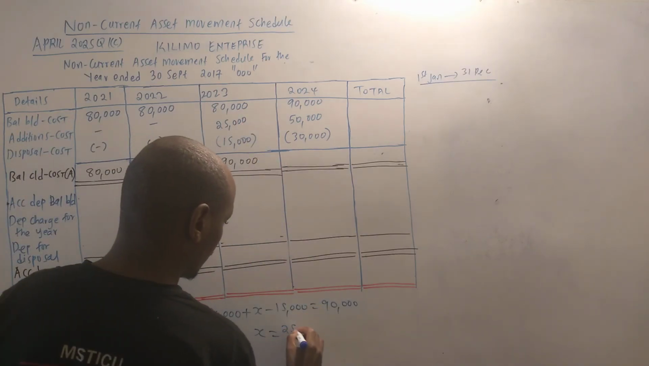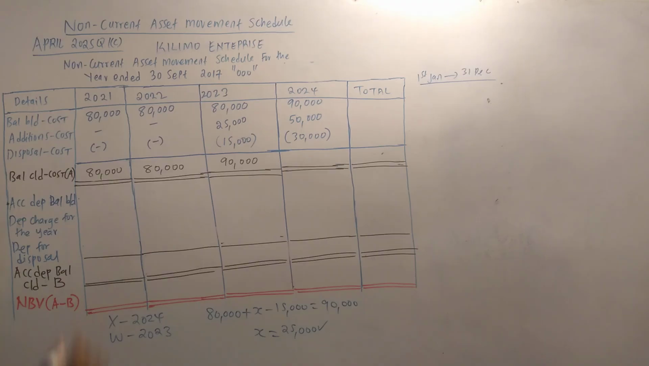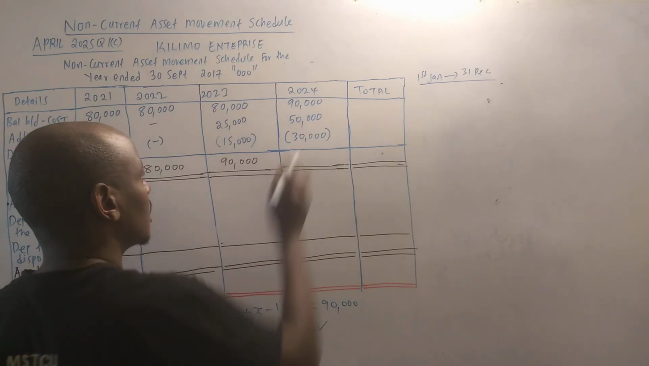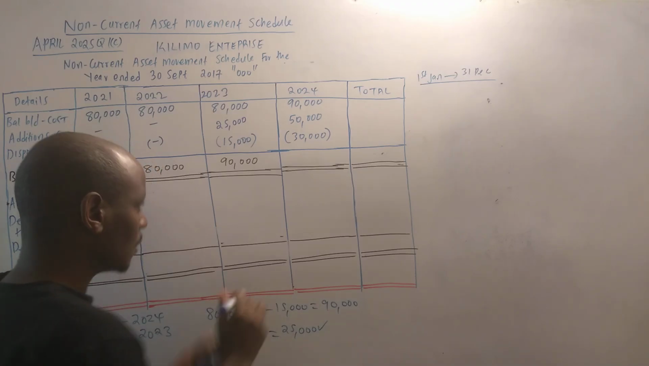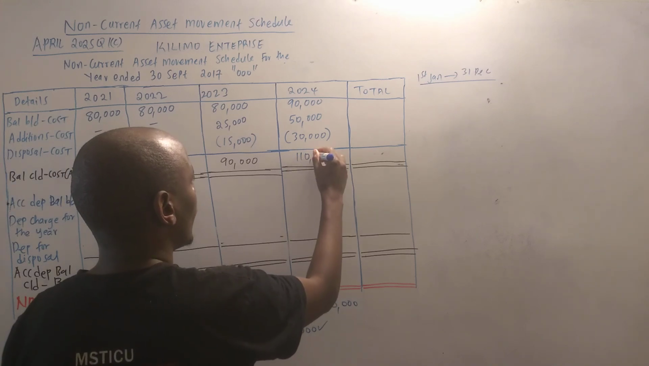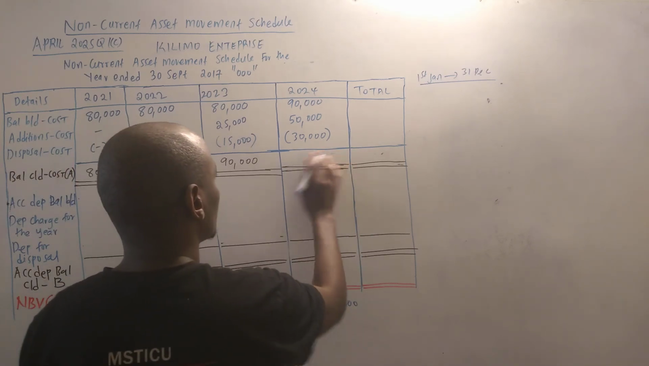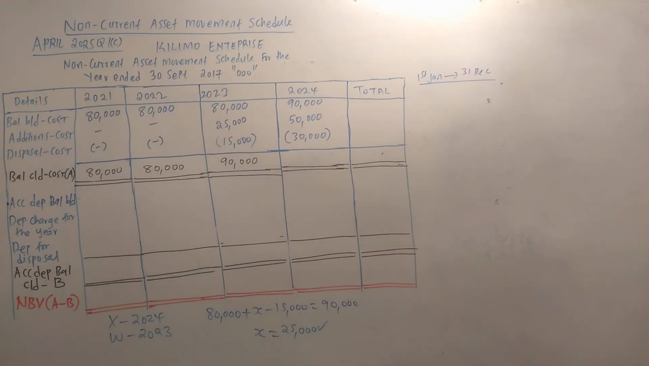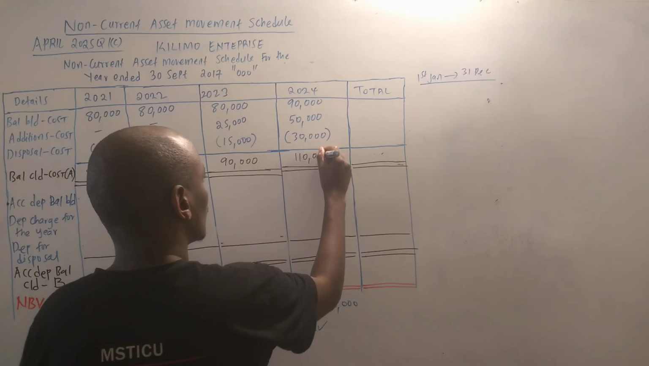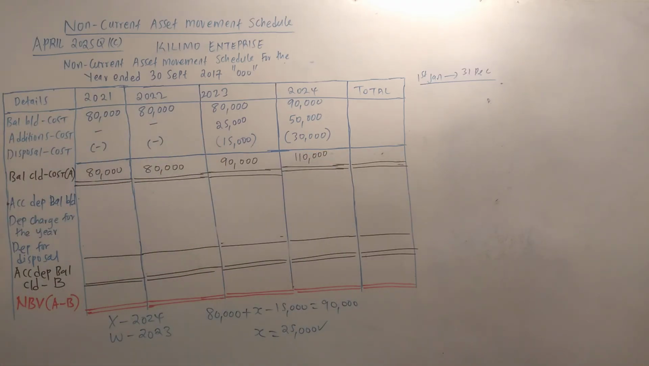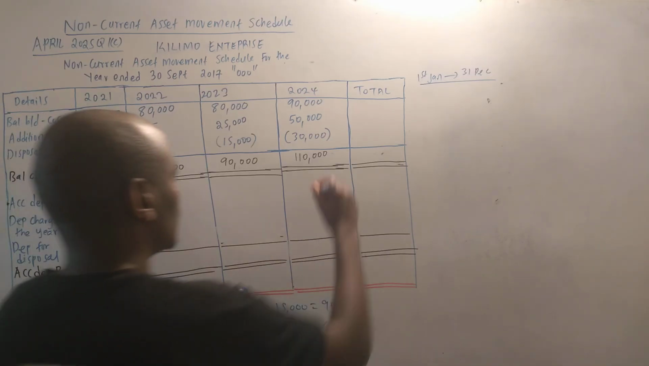That will be equal to 25,000. The other one is fine. 90 plus 50 minus 30. That is 110,000. So this one is supposed to be in black, like that black pen. So that is 110,000. Now you can find the total. It is not necessary, but let us just put 80 plus 80 plus 80 plus 90. This one is 330.